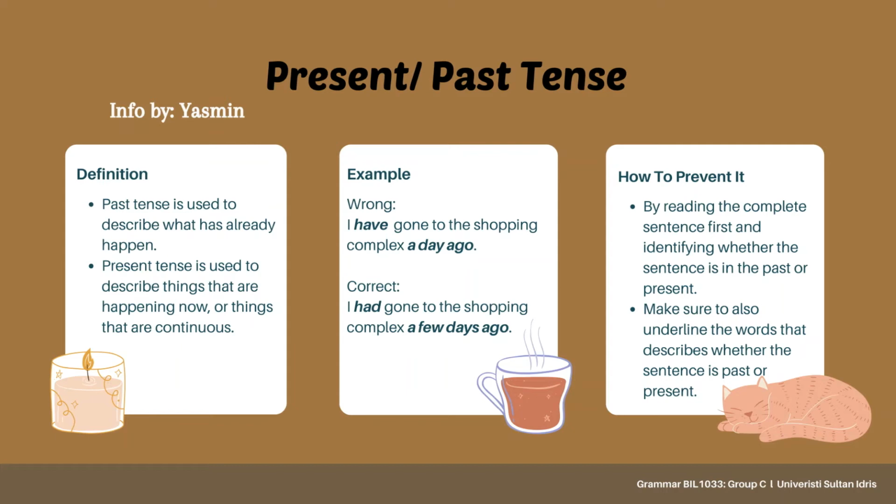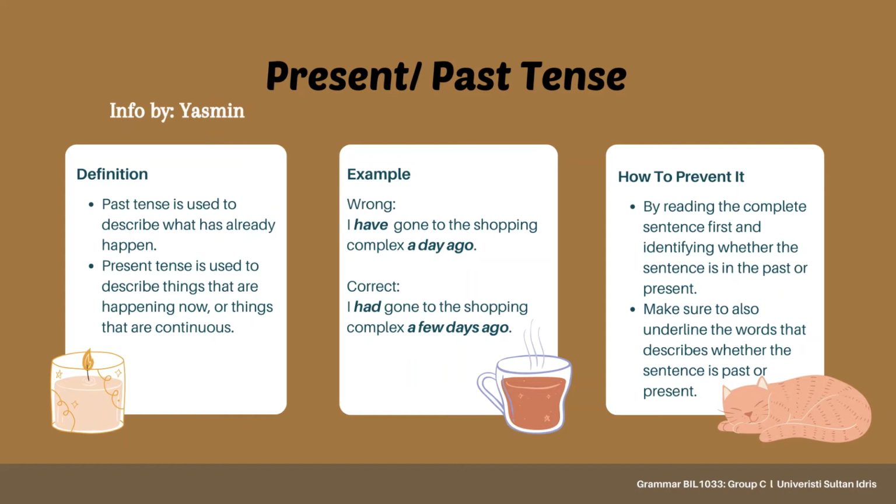As we have known, the action that has been done here is the action that happened before today. It means the person who went to the shopping complex went days before. So the correct sentence that we should have used is, "I had gone to the shopping complex a few days ago." So how do we prevent always mixing up our tenses?